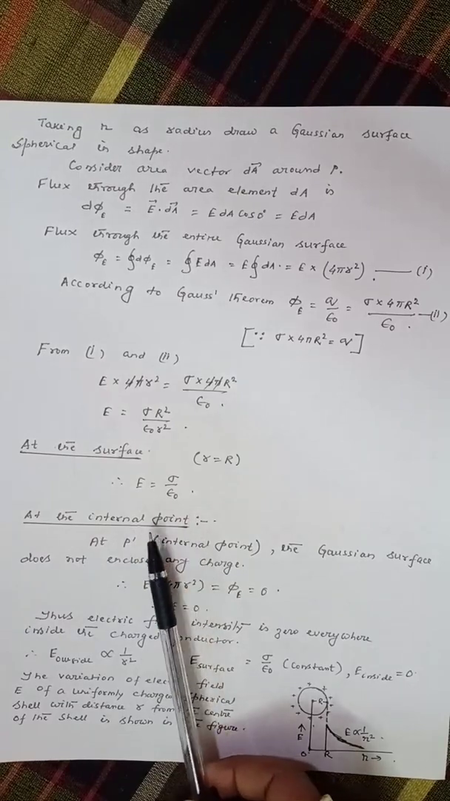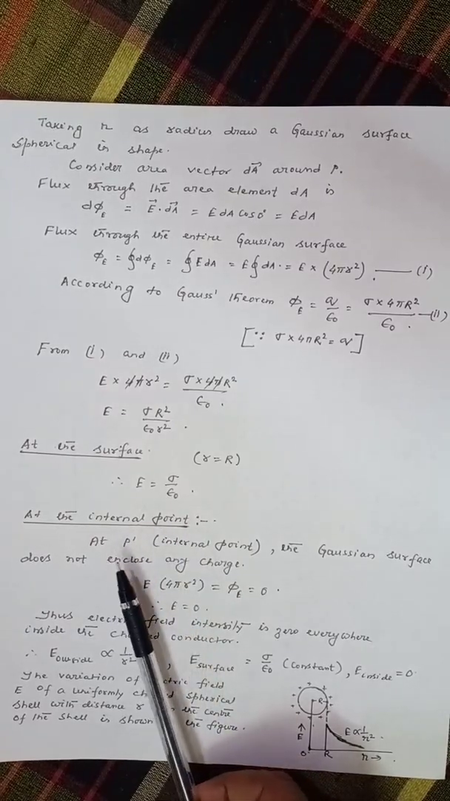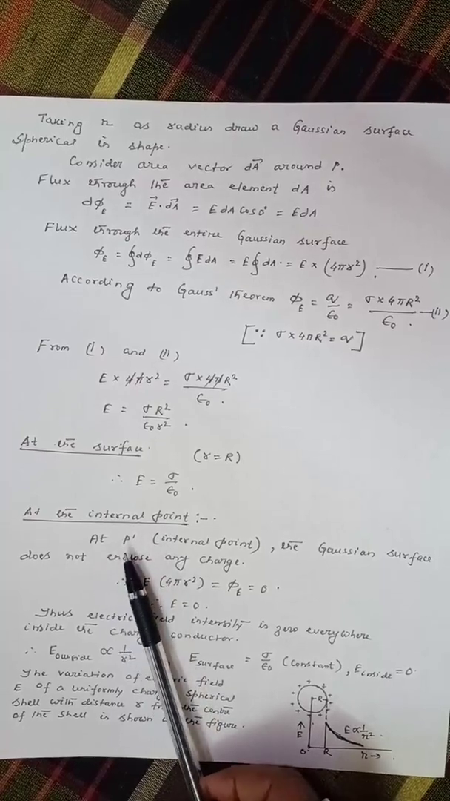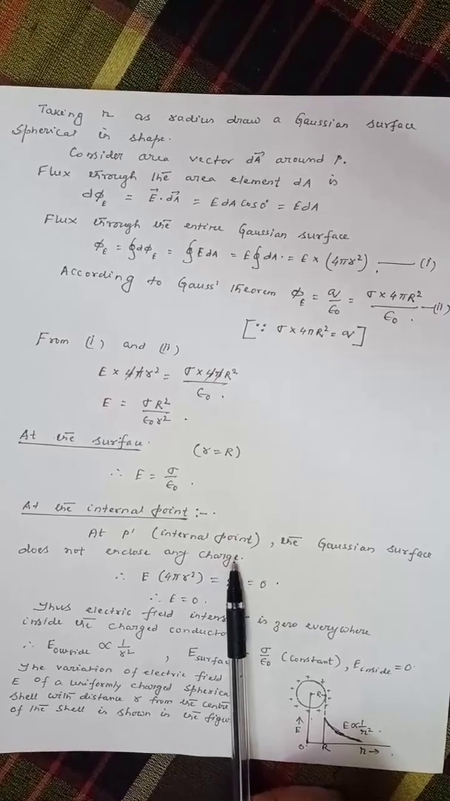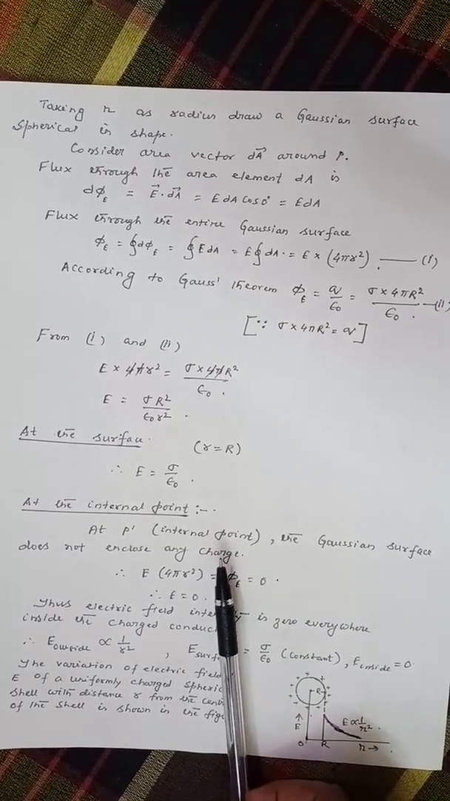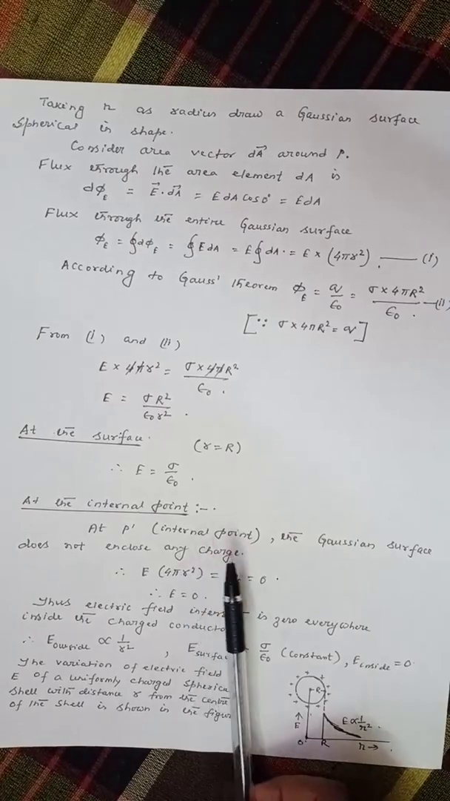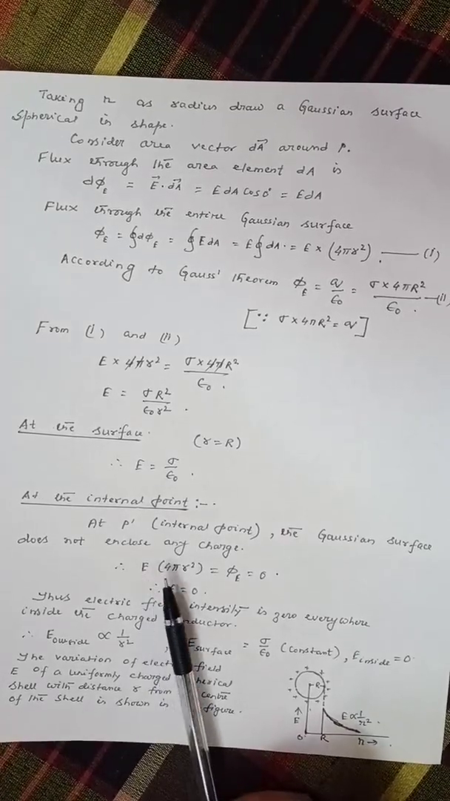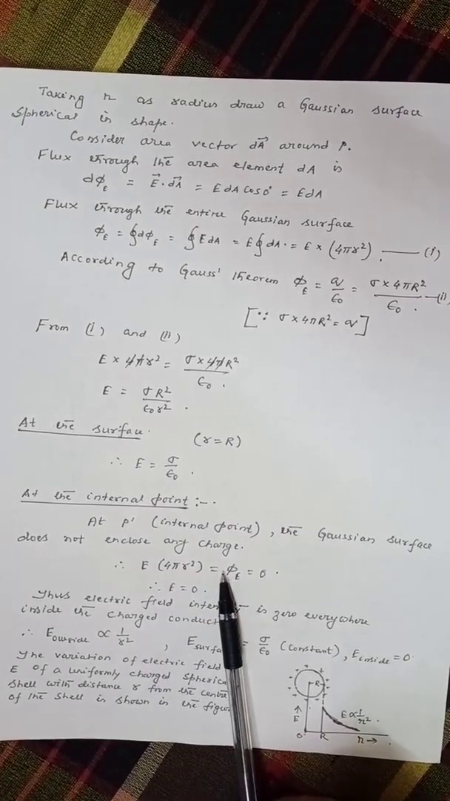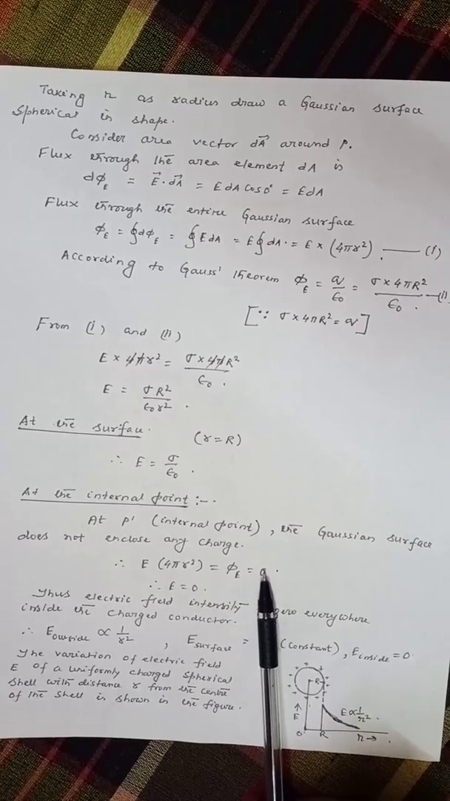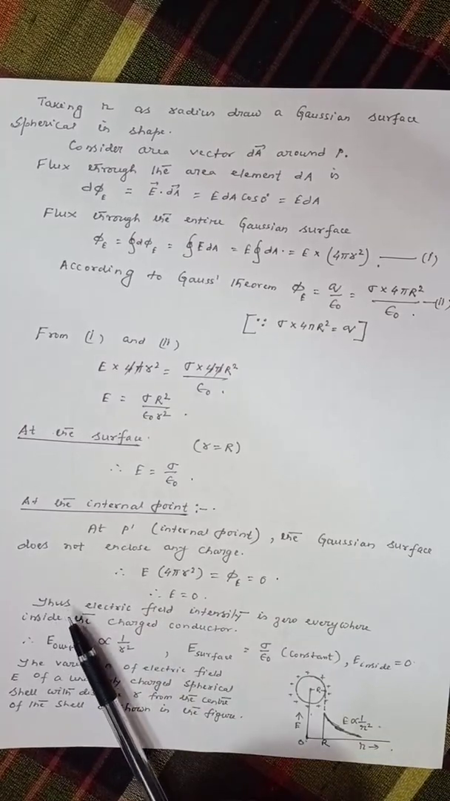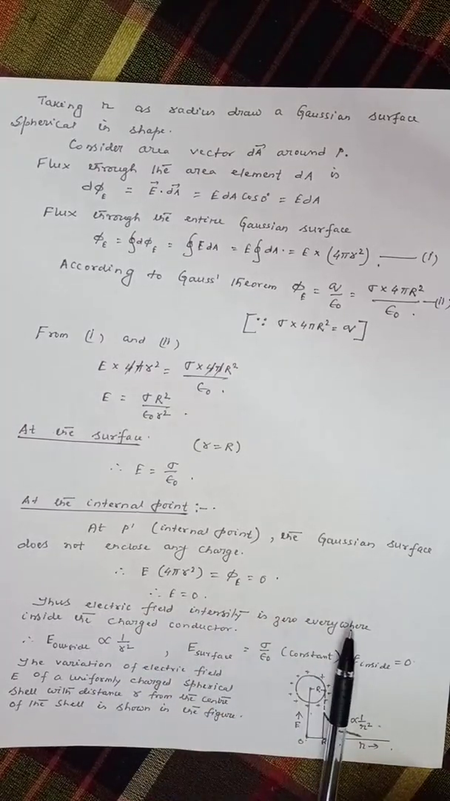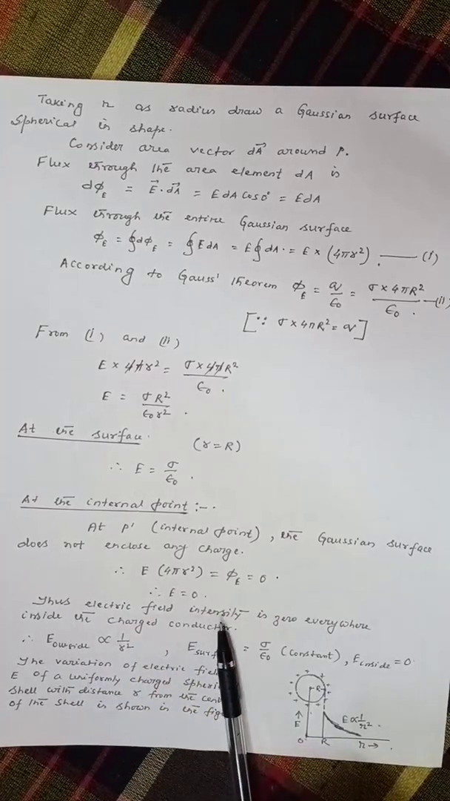Now at an internal point, if you want to calculate the electric field intensity, say at P dashed, then the Gaussian surface does not enclose any charge in this case, because the charge is on the surface of the sphere of radius capital R. So we write E into 4 pi small r square equals phi E, which is equal to 0, because Q is 0 in this case. So E equals 0. So we conclude the electric field intensity is 0 everywhere inside the charged conductor.